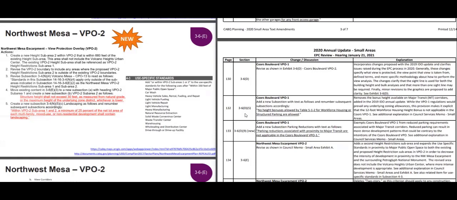The next change is related to that same section, page 133 of the IDO, 36D9. So this would be a new subsection in the parking reductions rules that reads as follows. Parking reductions associated with proximity to major transit are not applicable in CORE's Boulevard VPO1. And the purpose for this is to exempt CORE's Boulevard from reduced parking requirements that are associated with major transit corridors. Reduced parking can result in more intense development patterns that might be contrary to the intentions of the CORE's Boulevard VPO.